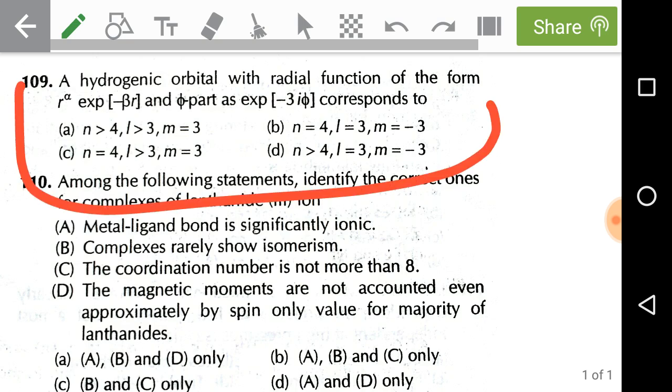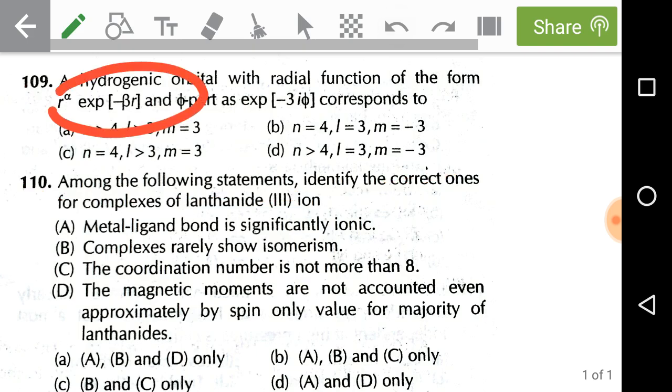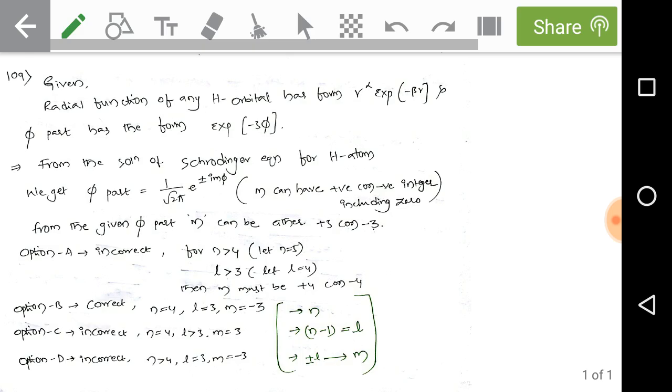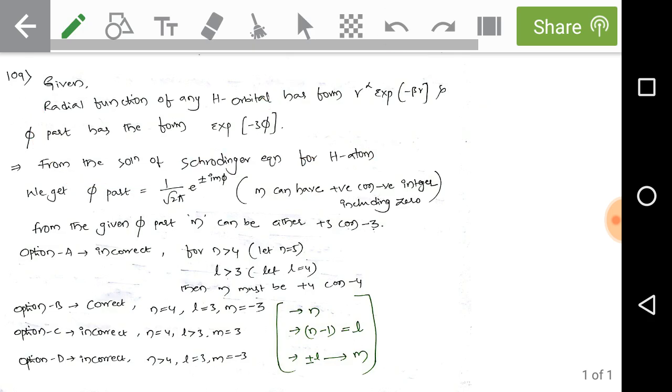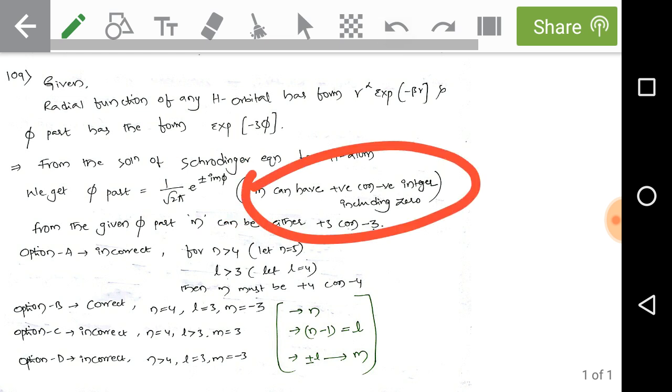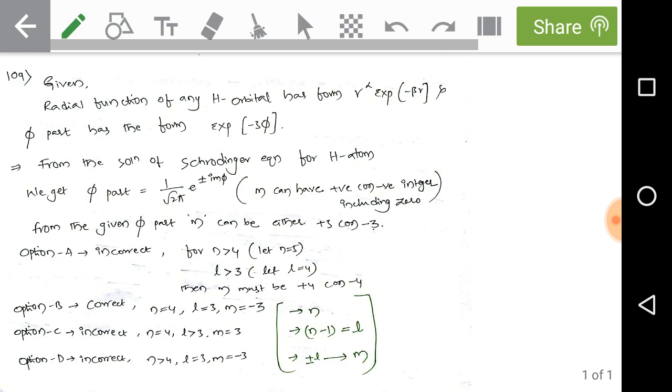A hydrogenic orbital with radial function of the form R alpha exponential minus beta r and phi part as exponential minus 3i phi corresponds to. Okay, right. Now we are given that the radial function of a hydrogen orbital has the given function and phi part. From the solution of the Schrodinger equation for hydrogen atom, we can get the phi part as 1 by under root 2 pi exponential power plus or minus i m phi. Okay, here m can have plus or minus integer values including 0. Okay, right, and here that is the magnetic quantum number value.